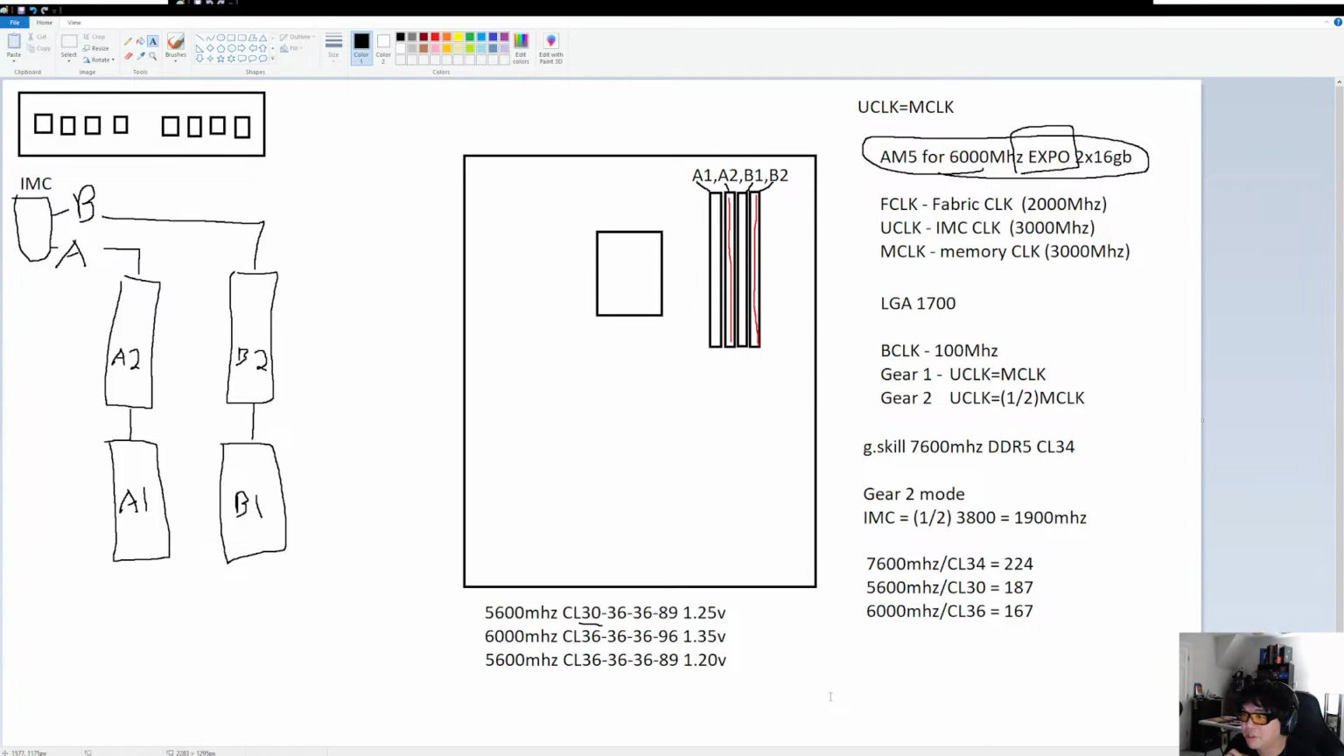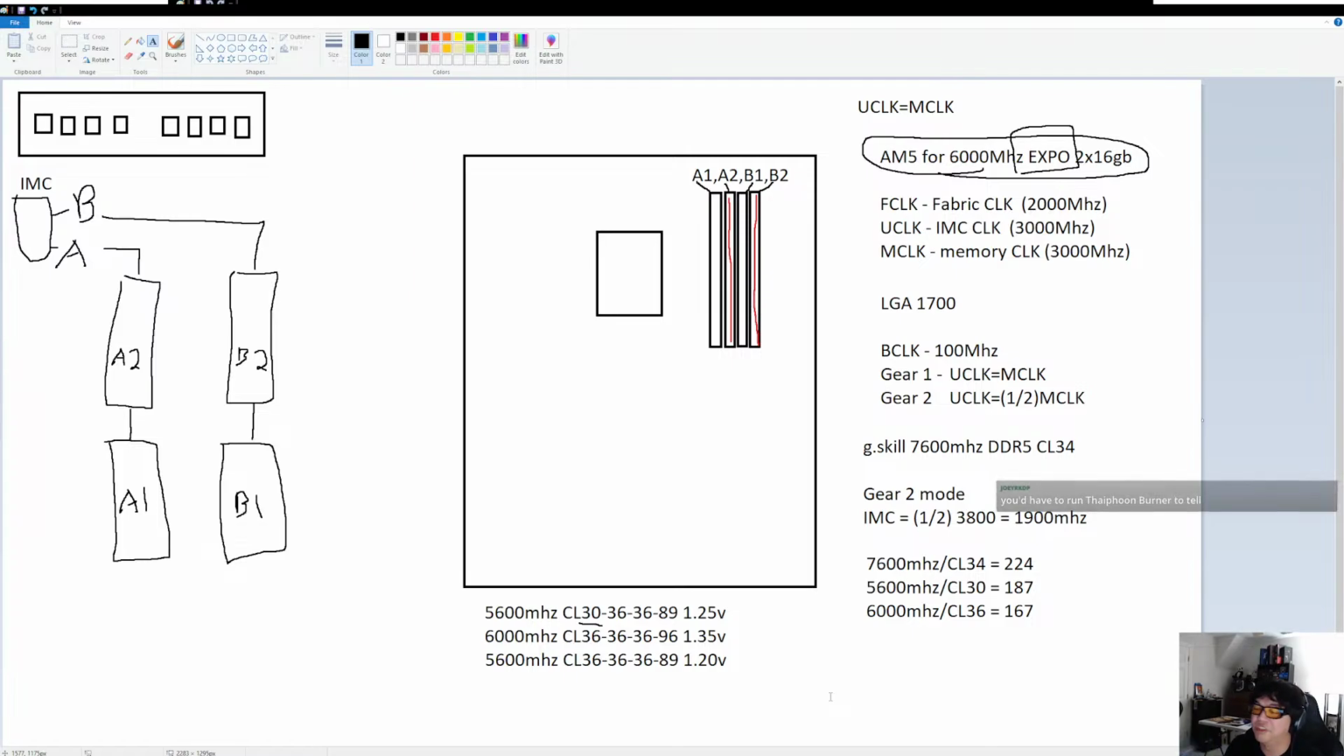Which memory IC did you get in your 6000 EXPO? Oh, you mean, well, it's Samsung memory. I don't know because I only pay attention to Hynix A die and Hynix M die when it comes to DDR5. So it's some Samsung memory. I don't know what it is, but how do you know if it is A or B? Is there an easy way to tell? There is actually no easy way to tell.